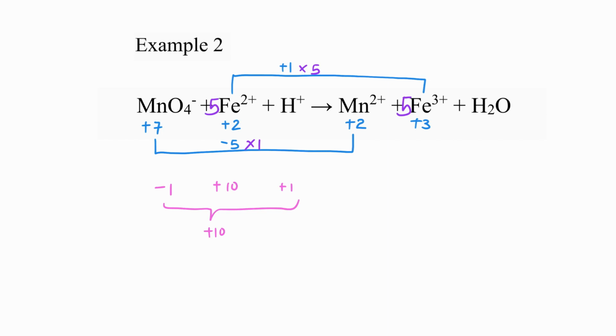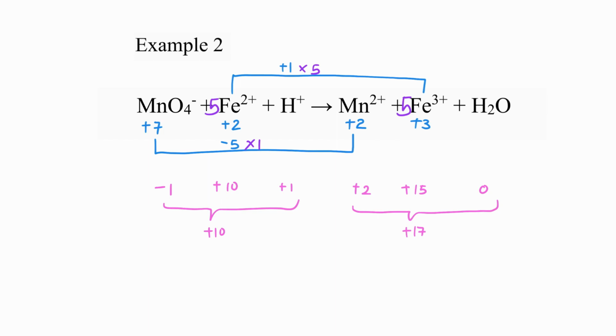So let's see for the right hand side of the arrow. So we have +2 for Mn2+. And next, we have +3 for the Fe ion, and there's 5 moles of it, so the total charge of them is +15. And next, we have 0 charge from H2O molecule. So the total charges for the right hand side is actually +17. So here we could actually see the charges for the left and right are not balanced.